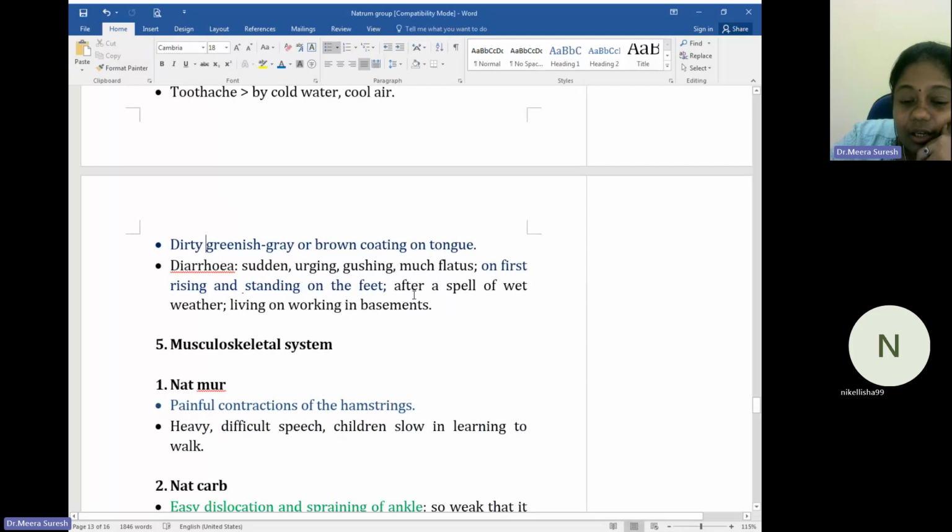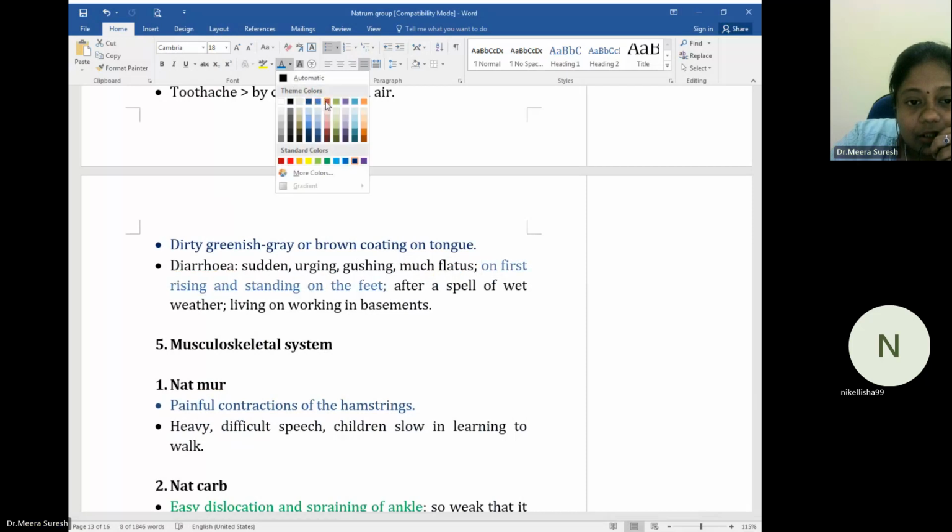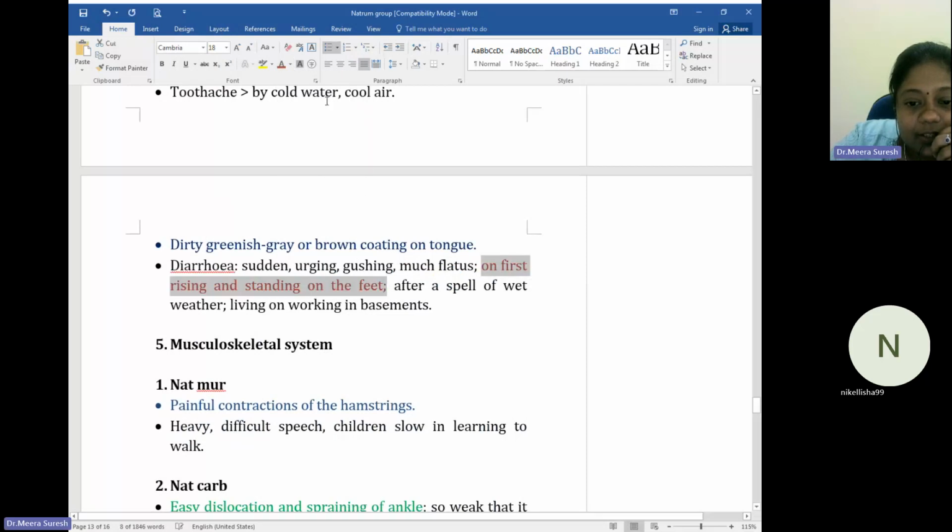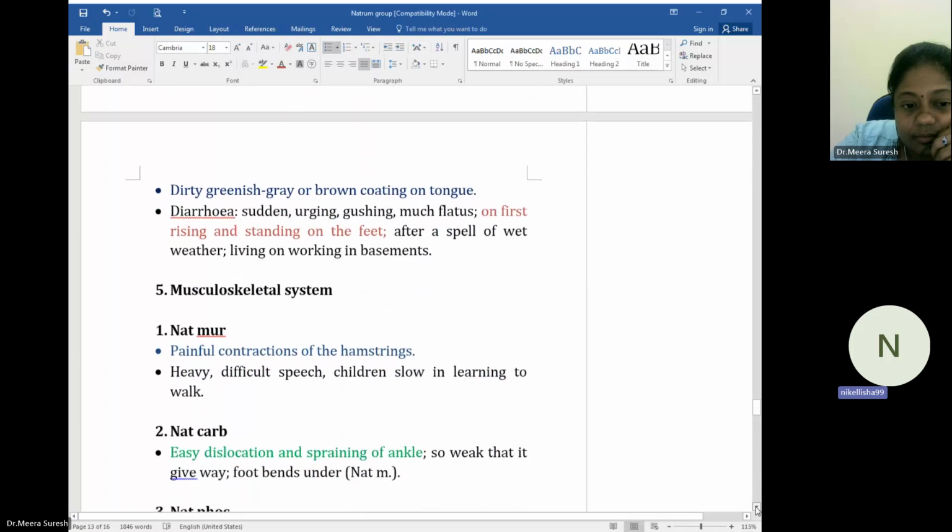It doesn't matter that much. The third sentence, after a spell of wet weather, we have already seen that people are having a hydrogenoid constitution. Same with living or working in basements. But this sentence is important: on first rising and standing on the feet. Can you make a guess why this sentence is important? On first rising.